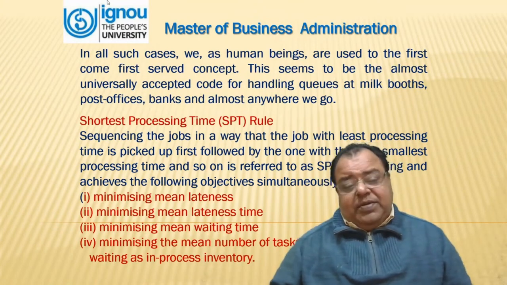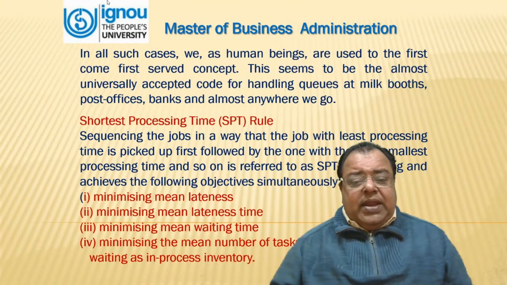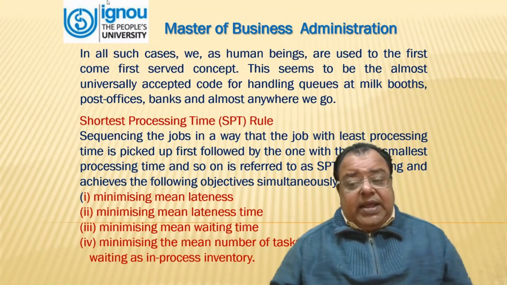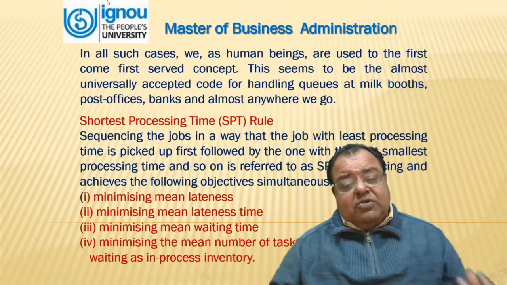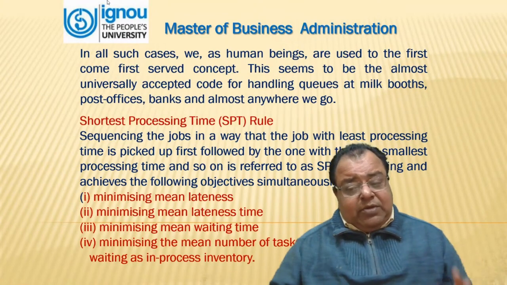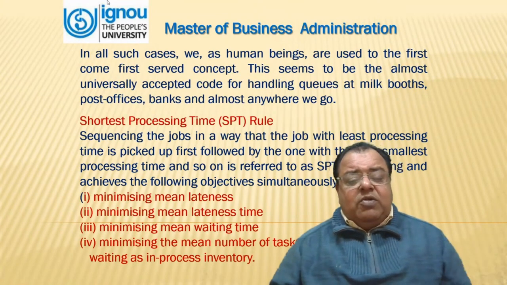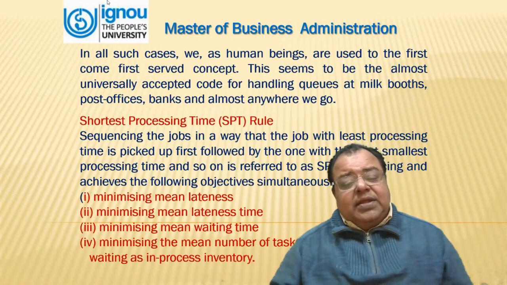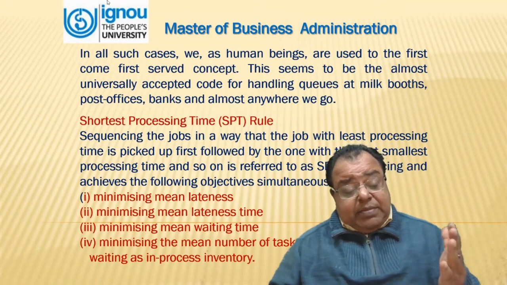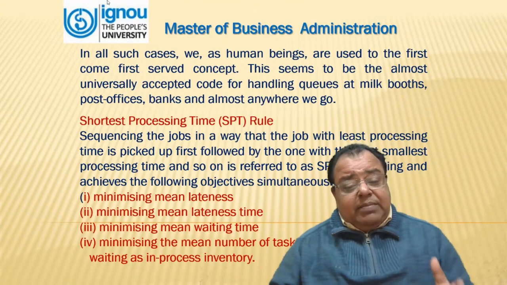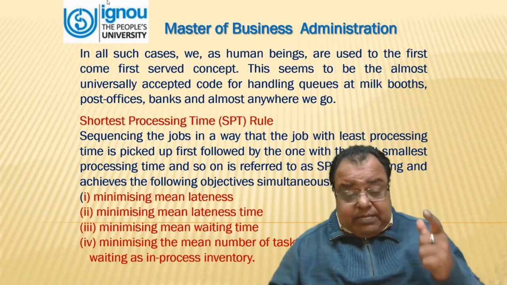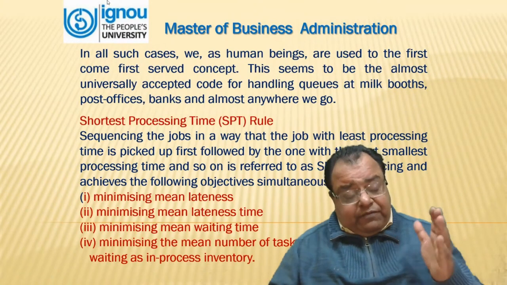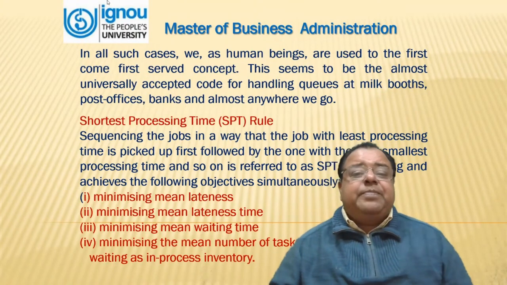Shortest processing time rule. Sequencing the jobs in a way that the job with the least processing time is picked up first, followed by the one with the next smallest processing time, and so on, is referred to as SPT sequencing and achieves the following objectives simultaneously: minimizing mean flow time, minimizing mean waiting time, and minimizing the mean number of tasks waiting as in-process inventory.